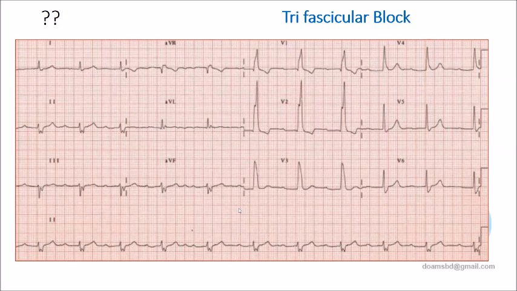Suppose AV block means PR interval. Look at the PR. Is it prolonged or not? Doctor, is it prolonged? So PR prolongation represents which part of the conducting system? Bundle of His. That means the main bundle. So one component is from the main bundle. Can anything come from the right bundle?